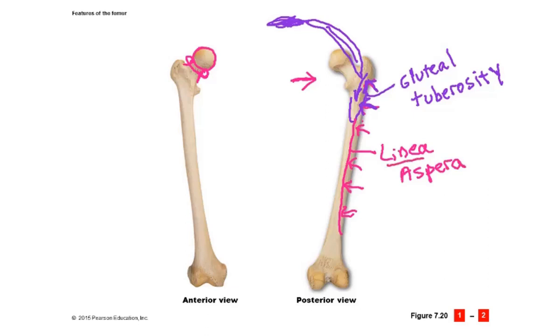I guess linea is some sort of foreign language for line. I'm not sure what this means, but it's a line. Linea aspera, and that's where some muscles are attached. That's why you need to know this.